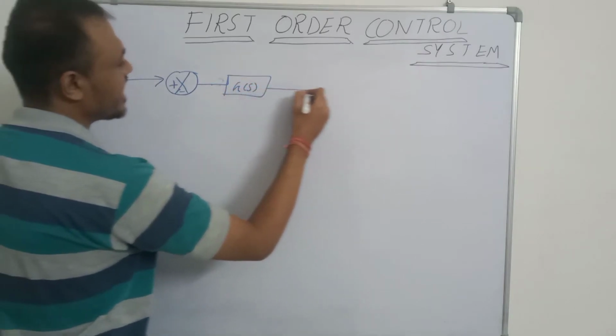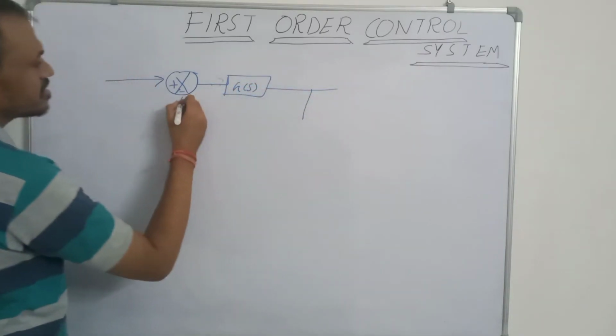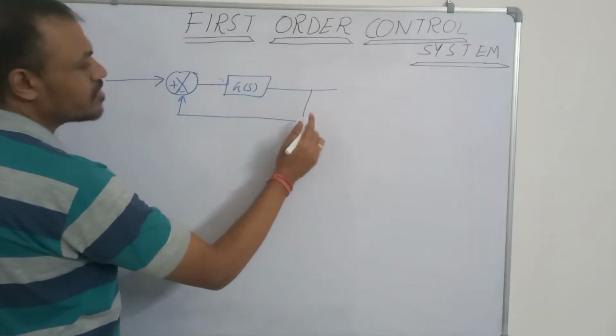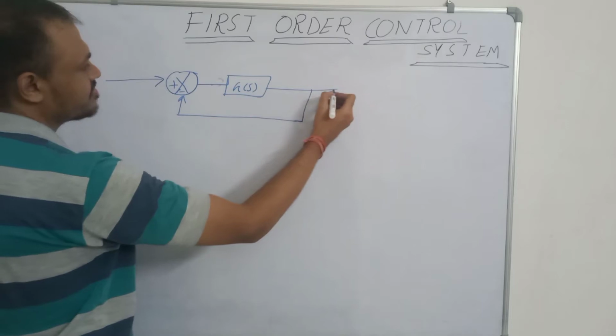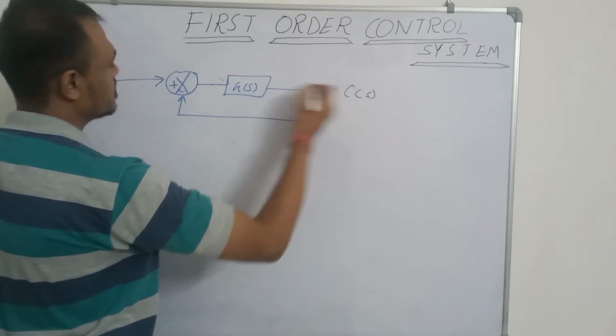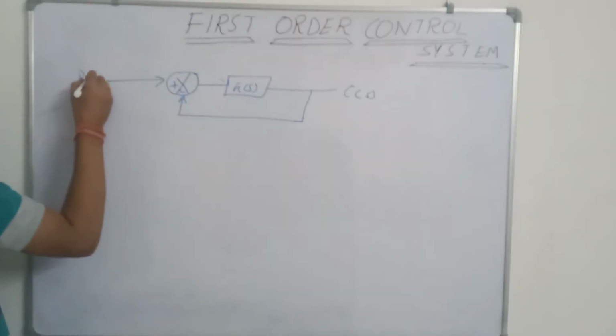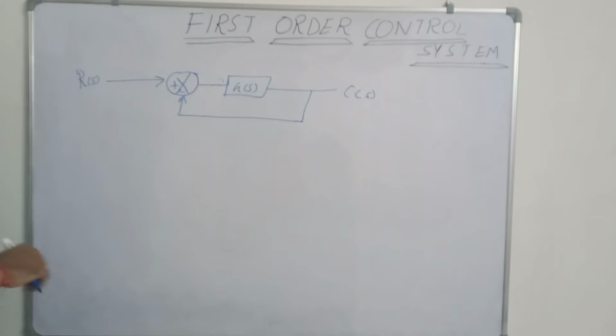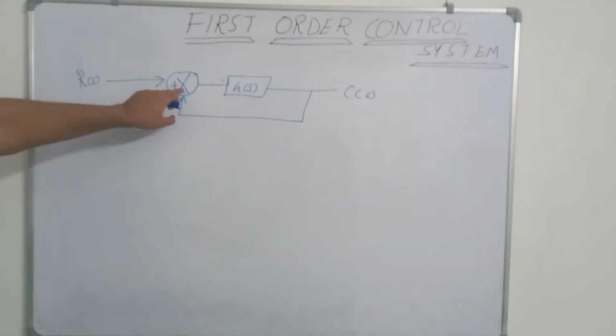With a unity negative feedback. So the gain of the feedback path is 1. This is C of S, this input is R of S, and the gain of this feedback path is 1. So this is a unity negative feedback control system because this is the negative sign.